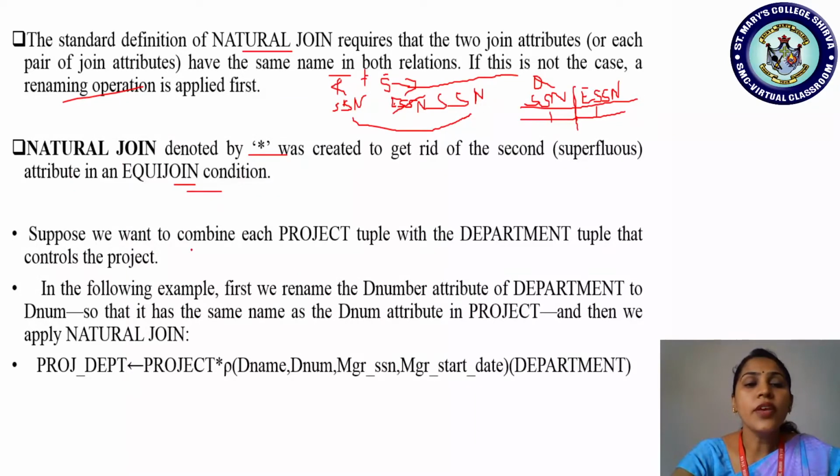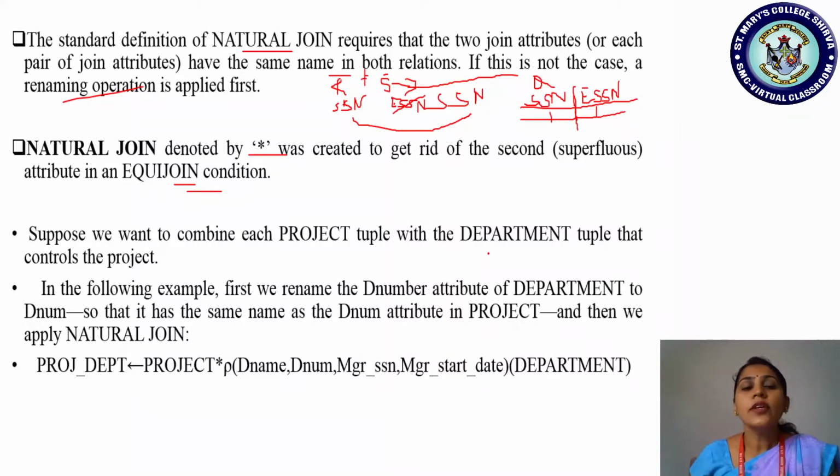So suppose we want to combine each project tuple with the department tuple that controls the project. So just recall, in the project relation what information do we have? The project number, project name, and that project is handled by which department. Okay, it is controlled by which department? So the department number is present in the project relation, and in the department relation you will have department number, department name, manager, assistant, and many others.